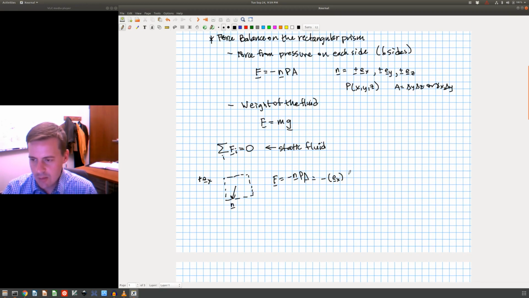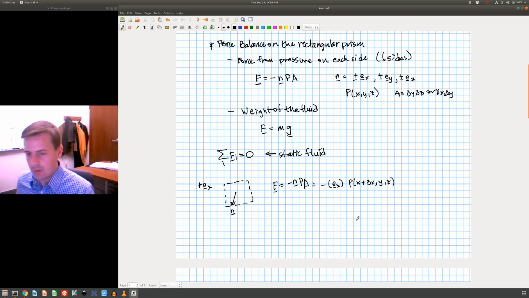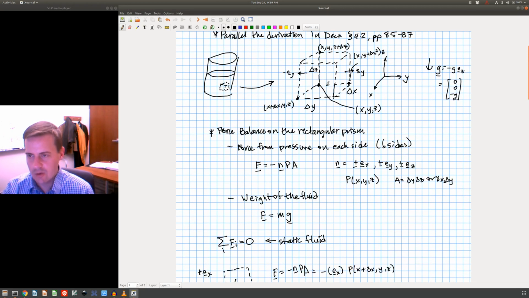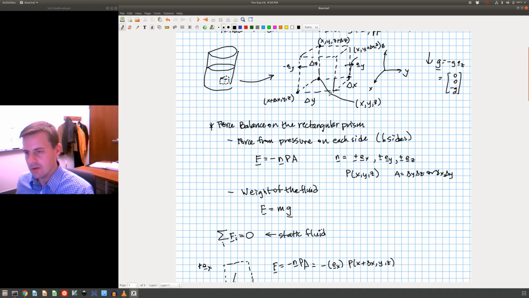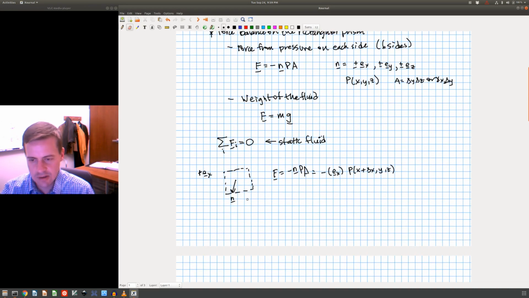Okay, so I'm out on that whole face, and I have a plus delta x. So I'm at the pressure of p(x plus delta x, y, z). Then I need to multiply by the area. Well, what's the area on this face? Well, here is a delta y, and there is a delta z along there. So this one has delta y, delta z. Okay, so that comes over here, delta y, delta z. Okay, so that's one side.